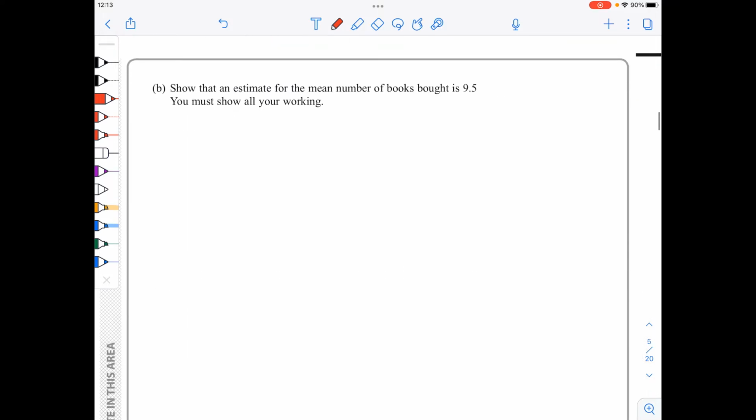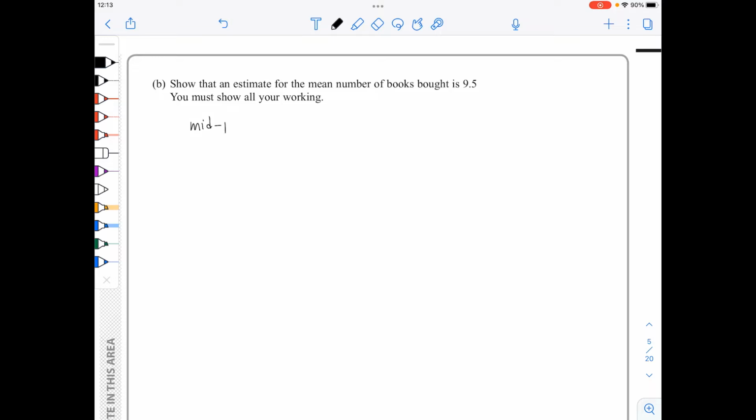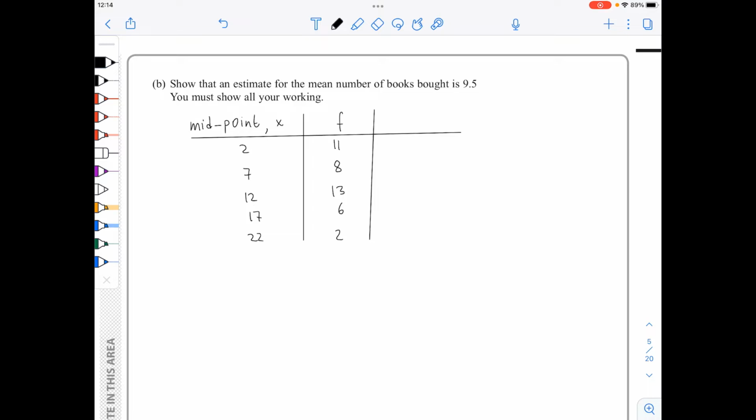So I will draw up a table here for part B. It's the midpoint, which I will call X. So we got midpoints of 2, 7, 12, 17, and 22. We've got the frequency for each of these classes. So the frequencies are 11, 8, 13, 6, and 2. And I'll be multiplying frequency by midpoint, fx. So 2 times 11 is 22, 7 times 8 is 56, 12 times 13 is 156, 17 times 6 is 102, and 22 times 2 is 44.